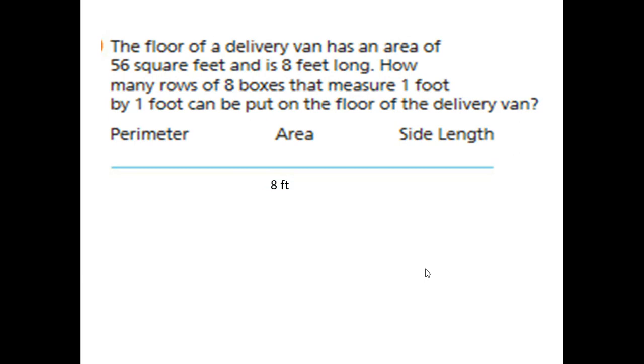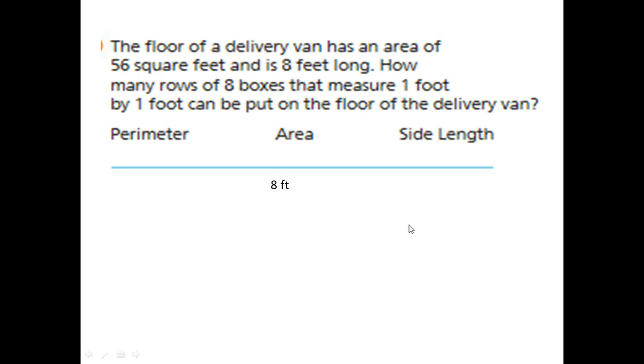Now let's go to the next one. Okay, first step. Remember, read carefully. It says the floor of a delivery van has an area of 56 square feet. First step, they are giving me the area, so I know that I don't need to find the area here because I already have it. And then it's telling me that it's 8 feet long, so they're giving me one of the sides, the long side, which is 8 feet. How many rows of 8 boxes that measure 1 foot by 1 foot can be put on the floor of the delivery van?